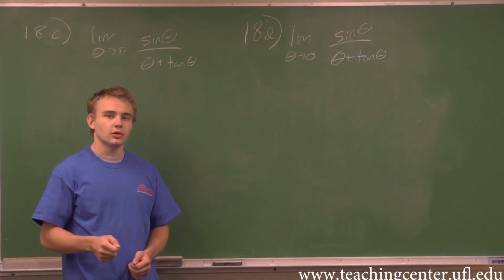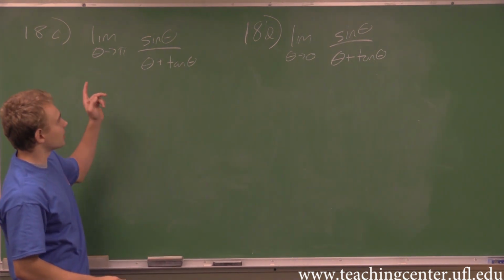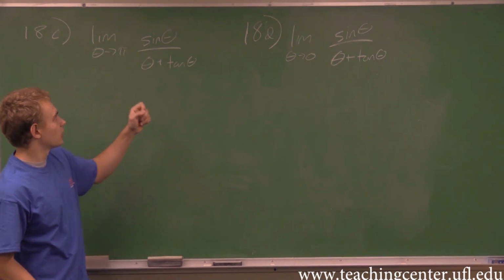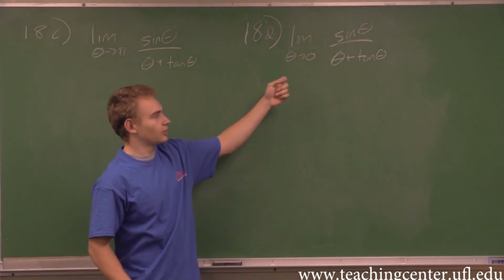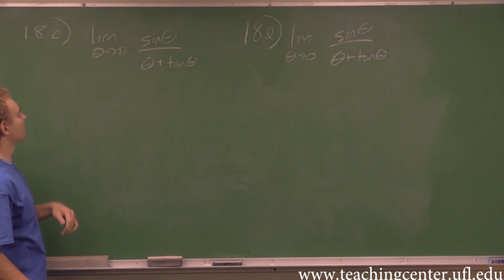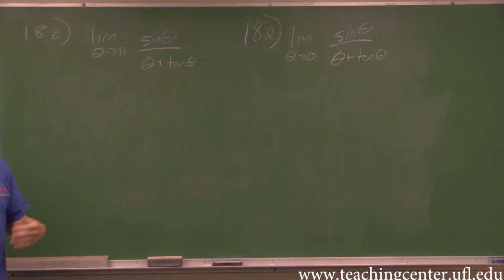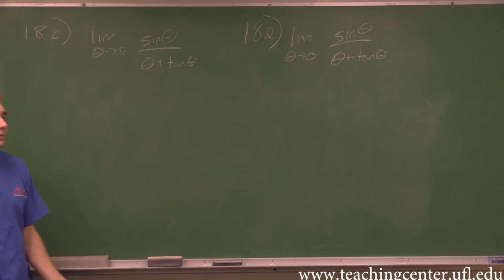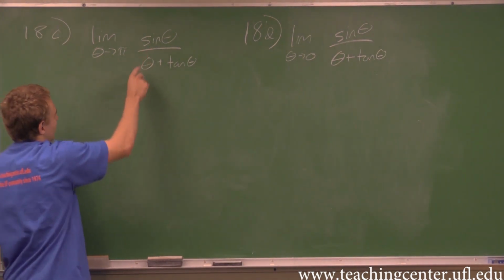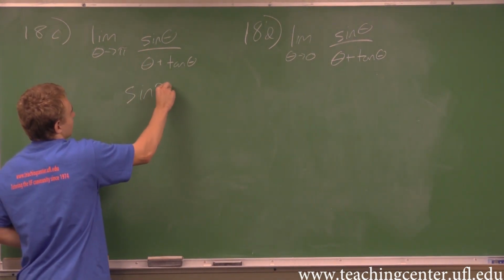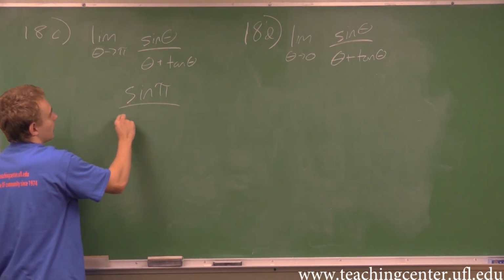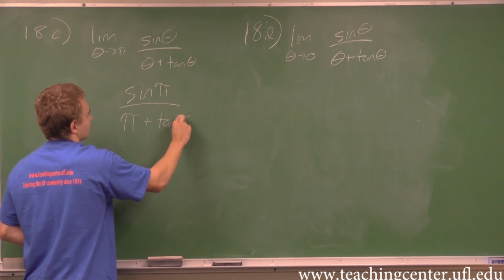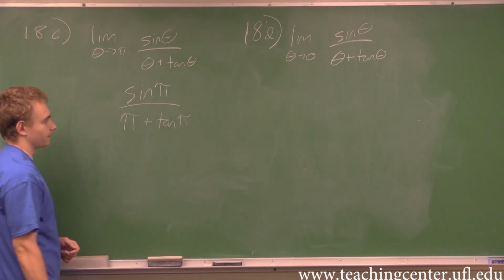Okay, so we are now looking at 18 part C and part D, which are pretty similar. The only difference is what the limit actually goes to. So let's look at part C. First things first, we try and plug in whatever my limit goes to. So in this case, we plug in pi. We get sine of pi over pi plus tangent pi.